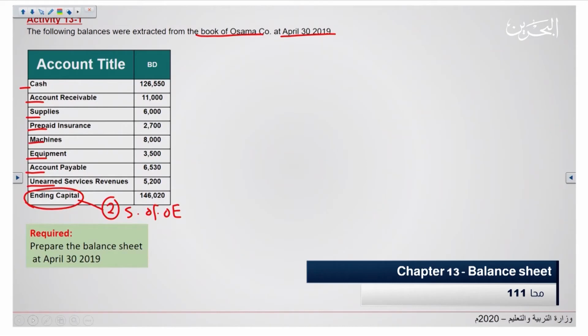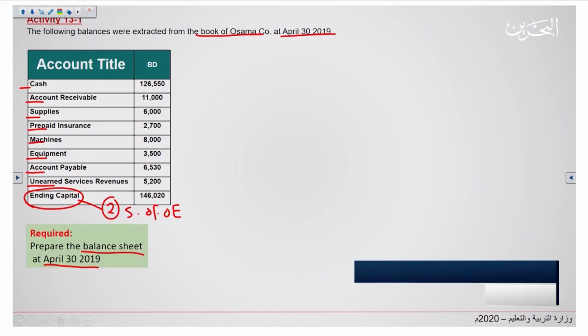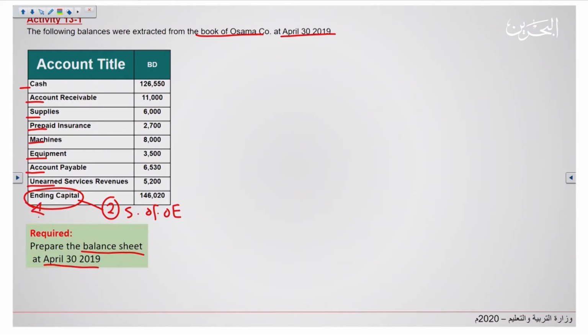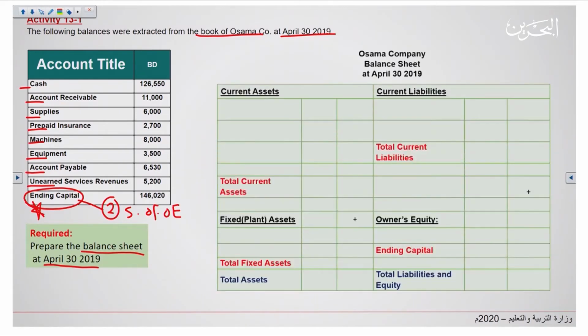So the requirement of the question is to prepare the balance sheet for April 13th, 2019. In this activity we are going to prepare only the balance sheet, because they have already given us the ending capital from the statement of owner's equity. So first we will try to solve the balance sheet together.